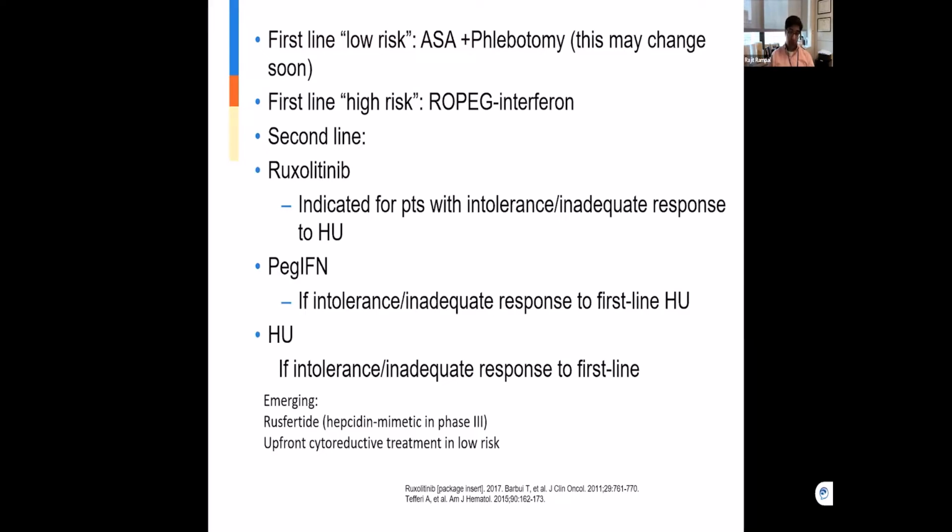Currently, it's in phase 3 trials, and it's a randomized trial where half the patients essentially will get rusfertide, the others will get phlebotomy. And if that trial turns out to be positive and that drug works well, it has good safety, and it works in terms of reducing phlebotomy, that may completely change the paradigm of how we treat polycythemia vera, and maybe we start to part ways with phlebotomy as a tool.